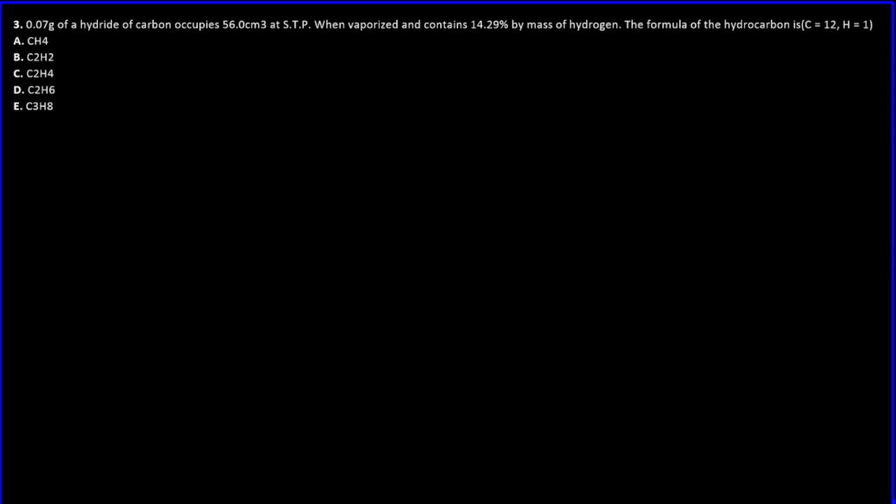This question says 0.07 gram of a hydride of carbon occupies 56 centimeter cube at STP, standard temperature and pressure, when vaporized. Definitely this is a gas, and contains 14.29% by mass of hydrogen. The formula of the hydrocarbon is, so let's solve this. Solution. Formula of the hydrocarbon, that is the chemical formula, the actual formula. They're asking for the molecular formula. Very simple question.